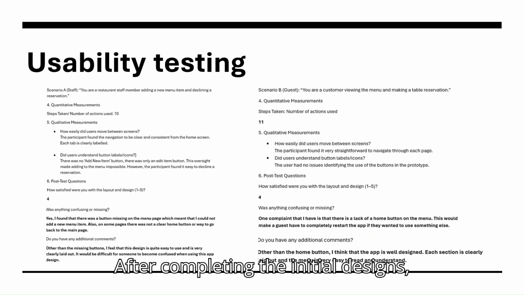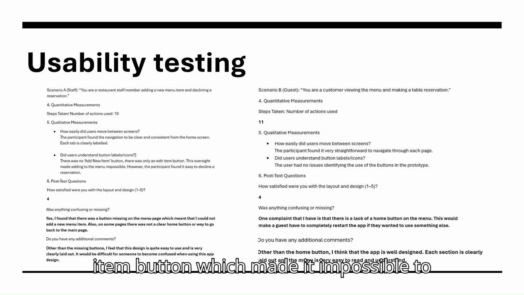After completing the initial designs, I conducted a formative usability testing plan with 2 participants to identify design issues. The first participant was a staff user, and they completed a scenario which included adding a new menu item and declining a reservation. They found the navigation clear and the screens well labelled, but noticed a problem. There was no add a new item button, which made it impossible to add a menu entry. They also mentioned that some pages lacked a clear home button to return to the main screen.